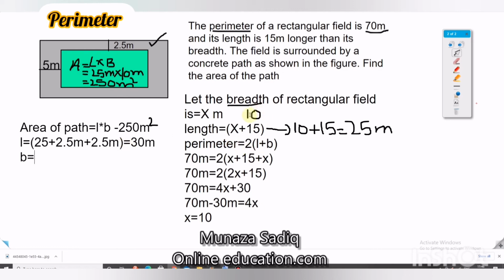Second, we will find breadth. Breadth is equal to 10 inside the bracket, 10 meter plus 5 meter plus 5 meter. So total breadth is 20 meter. This side is 5 meter, so it means this side is also 5 meter. If this side is 2.5 meter, it means this side is also 2.5 meter, and the previous one is 25.